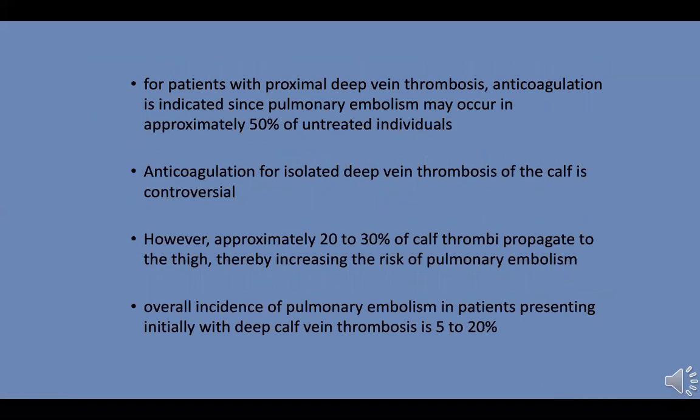For patients with proximal DVT, anticoagulation is indicated since pulmonary embolism may occur in approximately 50% of untreated individuals. Anticoagulation for isolated DVT of the calf is controversial. However, 20 to 30% of calf thrombi propagate to the thigh, thereby increasing the risk of pulmonary embolism. So I suggest starting anticoagulation also in these subsets of patients. The overall incidence of pulmonary embolism in patients presenting initially with deep calf vein thrombosis is 5 to 20%.